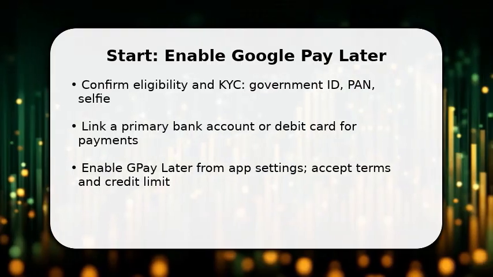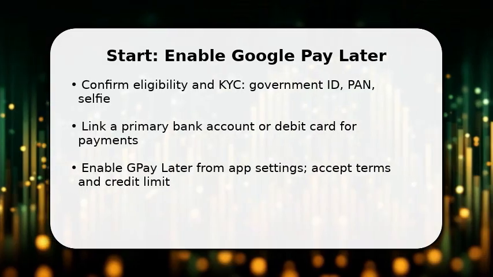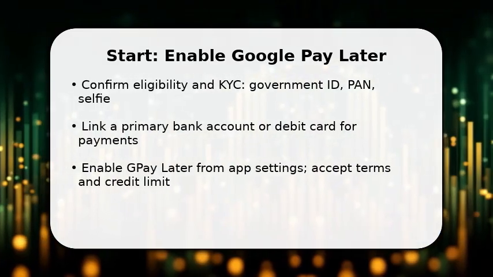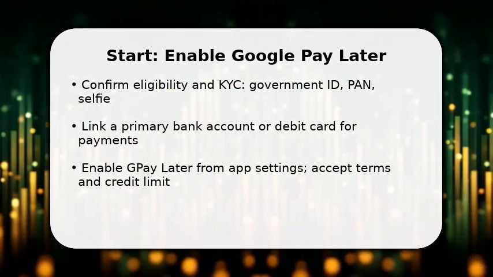Next, link your primary bank account or debit card. This will be the default payment source. Once done, note your assigned limit and any introductory offers so you know how much you can use immediately.